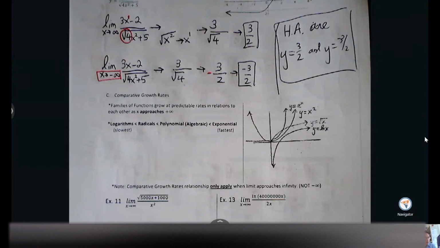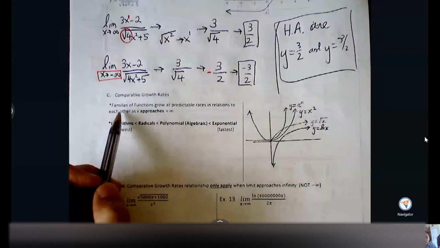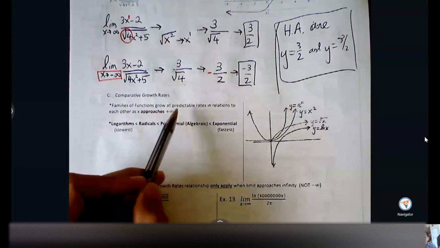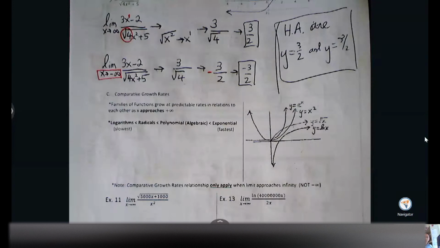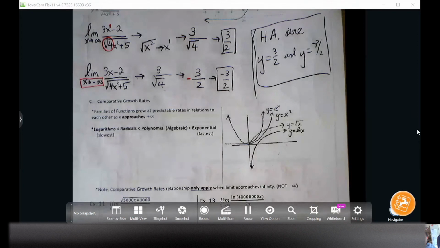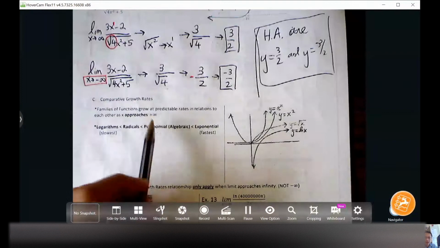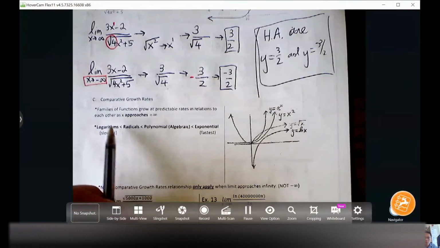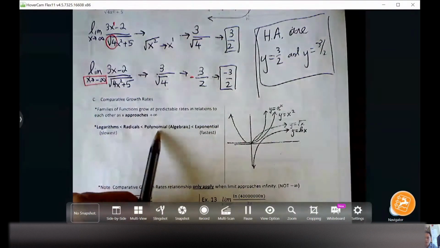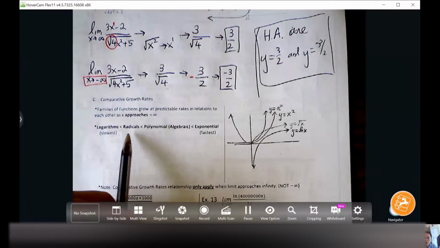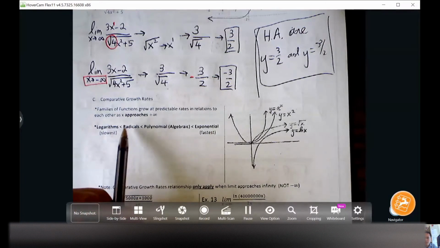Comparative growth rates. This is the last topic here. Families of functions will grow at predictable rates in relation to each other as we approach infinity. So as we approach infinity, if we have a numerator and denominator, and they fall under these specific families of functions, we're going to be able to find a limit based off of these relationships.